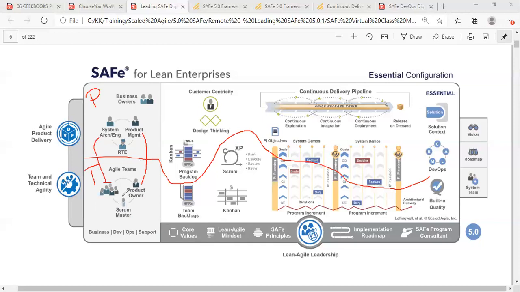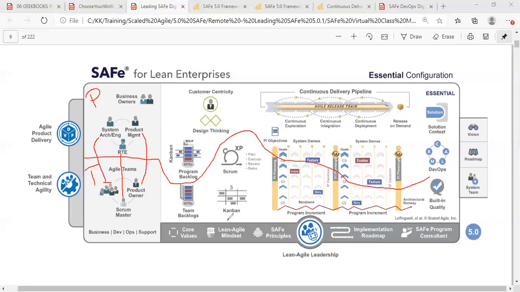At the team level, the person who takes care of the process is called the Scrum Master. At the program level, the person who takes care of the process is called the RTE. RTE stands for Release Train Engineer, right? They are Chief Scrum Masters. Okay, so this is how you need to understand there is a 1:1 correlation between the three roles.